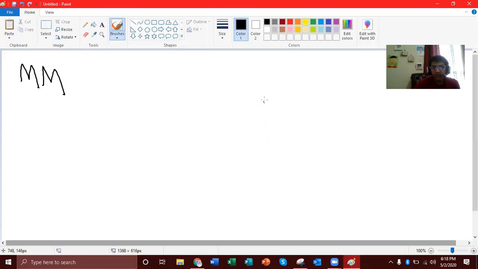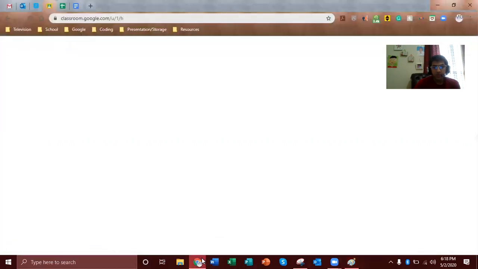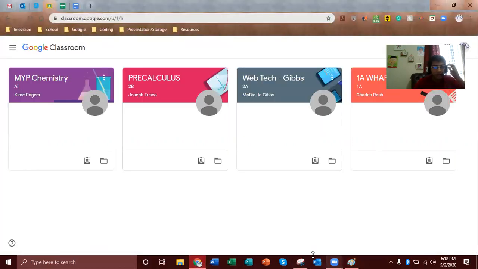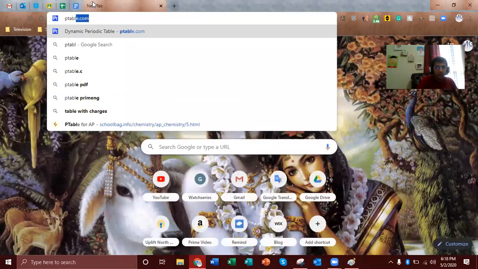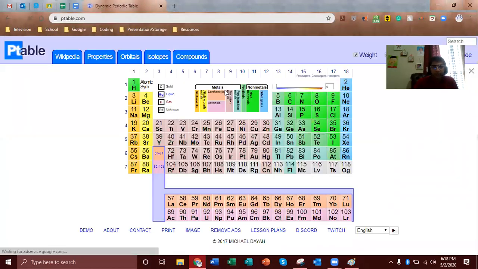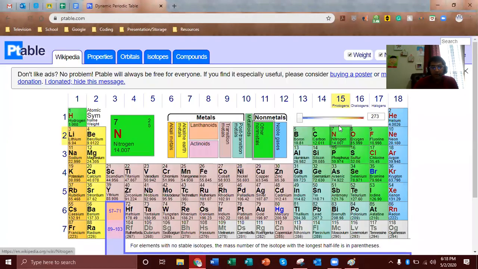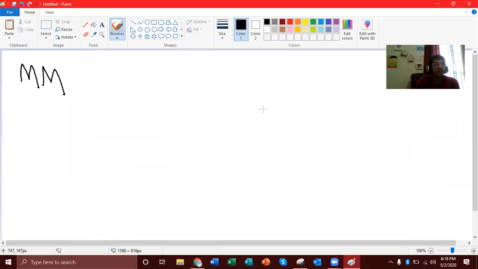So often when we're trying to figure out molar mass, what we just do is go to the periodic table, ptable.com, and say, oh, carbon has a molar mass of 12.01 grams per mole, or nitrogen is 14.01 grams per mole. But I've never really thought about it, and that's strange to me. I realized that today after thinking about it for a little bit longer.